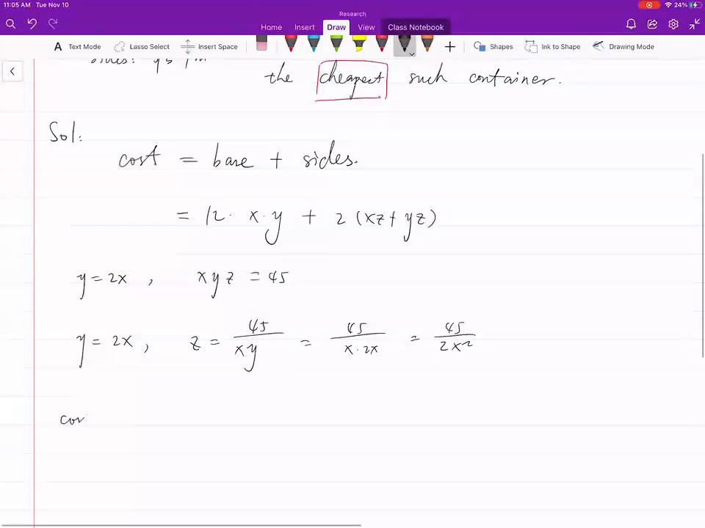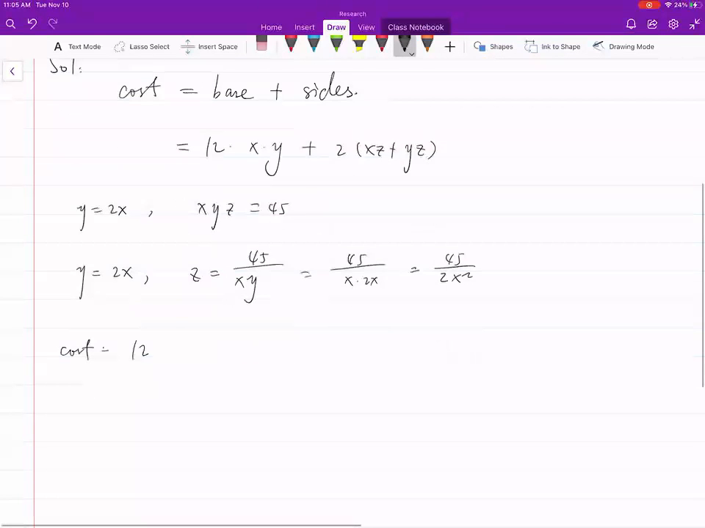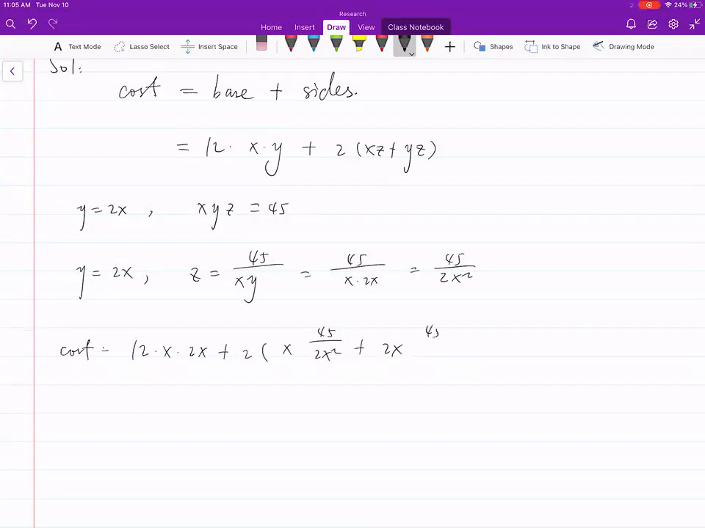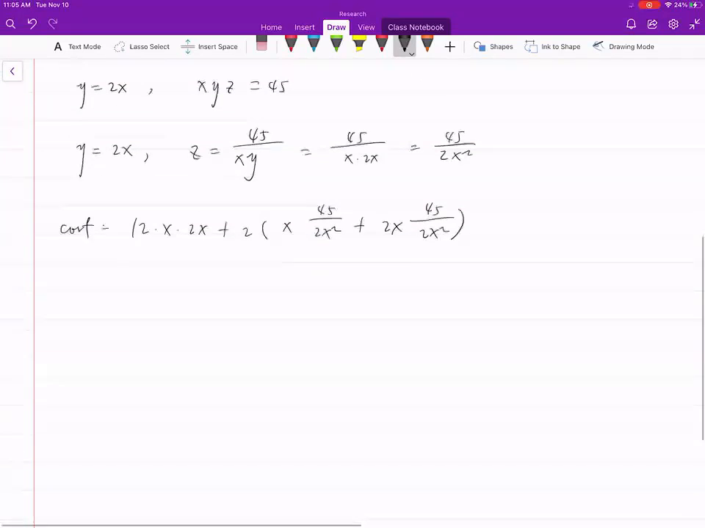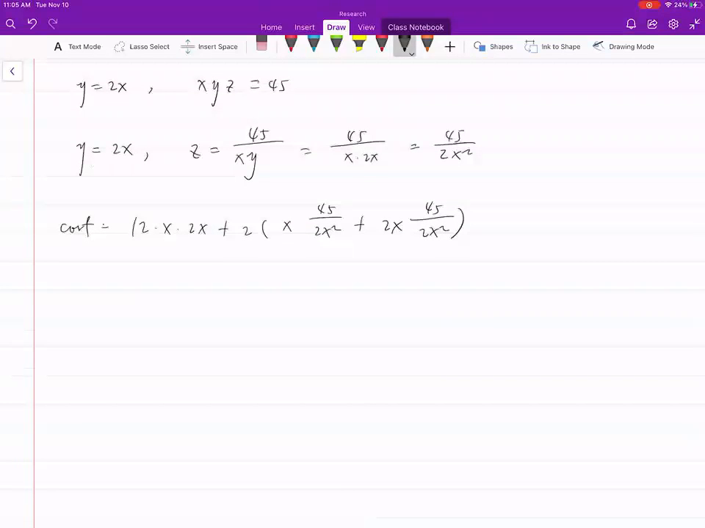So cost is 12 times 2x squared plus 2xz, x times 45 over 2x squared, plus yz. Good so far? That will be it. This is the one you are trying to minimize. The rest is try to find the derivative, take the derivative, set it to be 0, find the x.